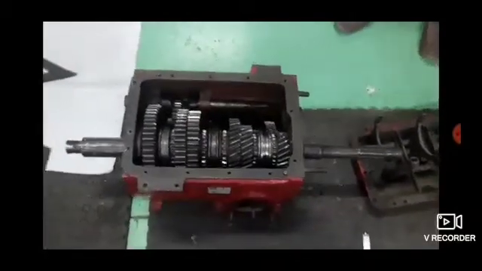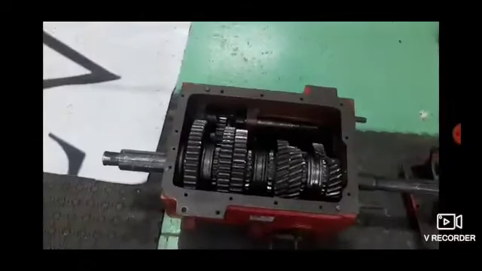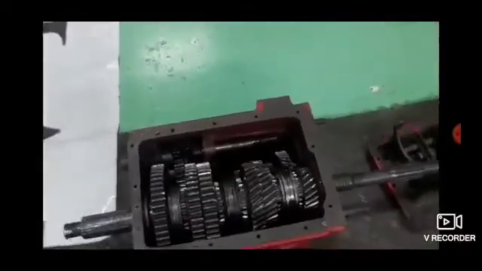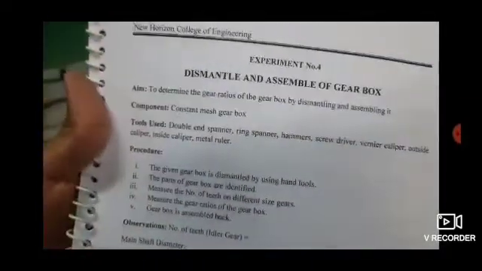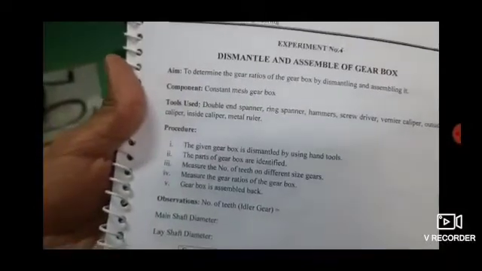These are the cases that we are going to consider, and there are some observations we are supposed to note: the number of teeth on the idler gear, the main shaft diameter, and the lay shaft diameter, which will be measured by the outside calipers. Then we have the gear numbers, the number of teeth on the main shaft and on the lay shaft, and the gear ratio can be calculated by this formula. The result is the gear ratios of the given gearbox, determined after dismantling and assembling. So this is the overall case of the dismantle and assemble.